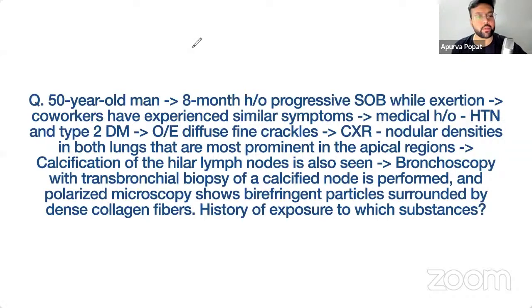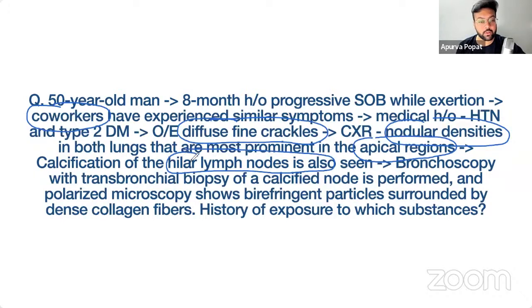All right. Let's come to the next one. A 50-year-old man comes with an 8-month history of progressive shortness of breath on exertion. His co-workers have experienced similar symptoms. On examination, there are diffuse fine crackles. Chest x-ray shows nodular densities in both lungs, most prominent in the apical region. Calcification of the hilar lymph node is also seen.